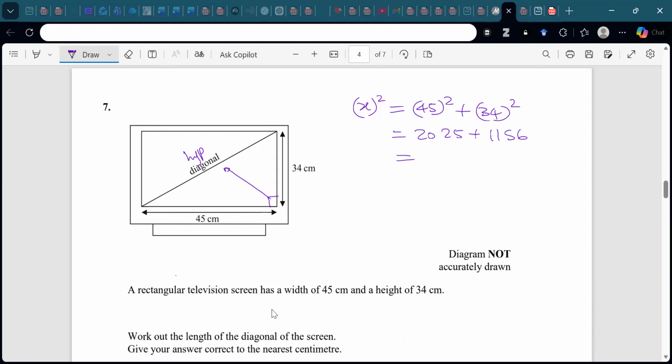So the sum of these two sides is going to give us 3181. So that's x squared. Solving for x, we're going to get that x is approximately equal to 56.4. What it says, to the nearest centimeter, so x is approximately 56 centimeters. So that is what we would get for the length of the diagonal.